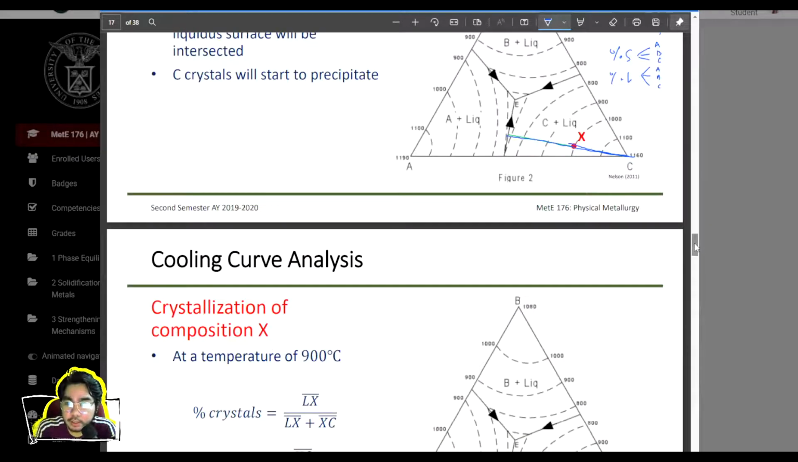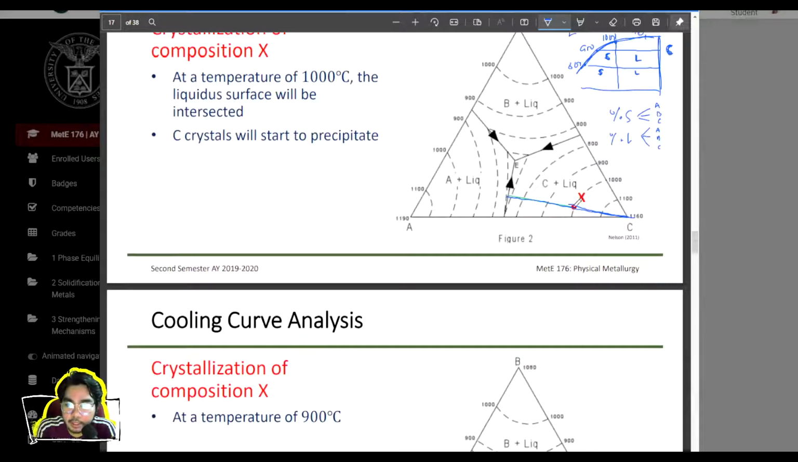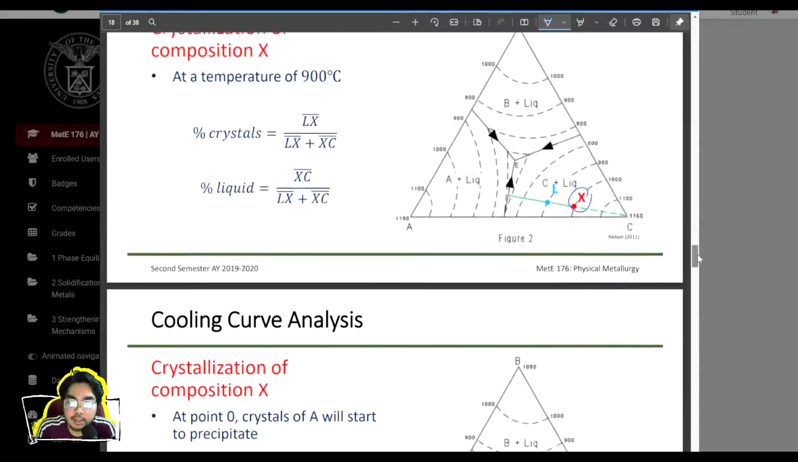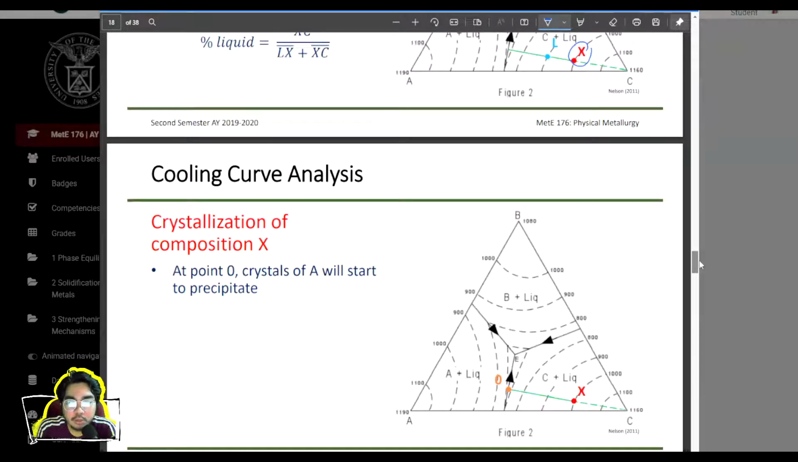So, we have this one. Once you reach this point, we call these lines, we have these 3 lines here, eutectic troughs. We call them eutectic troughs. Once you reach a eutectic trough, what happens is your isopleth pivots. Because here, only C crystals have been forming so far, right?